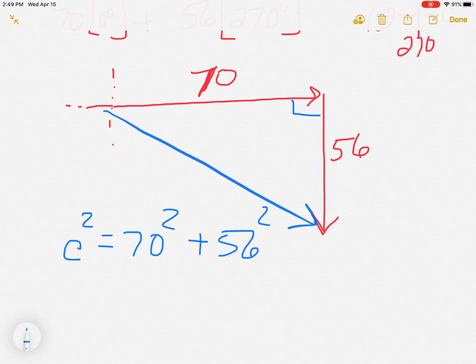Okay, I'm back. I could have paused the video, but I'm always afraid if I pause it, it'll erase what I've done so far. So, all right. So now, what are we doing here? 70 squared. Well, that one's easy.